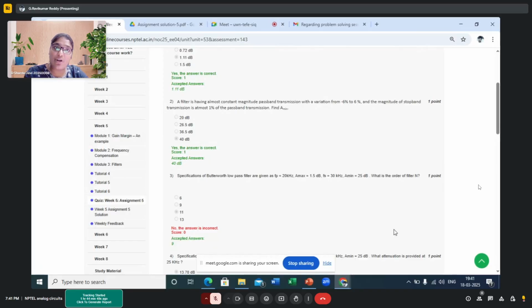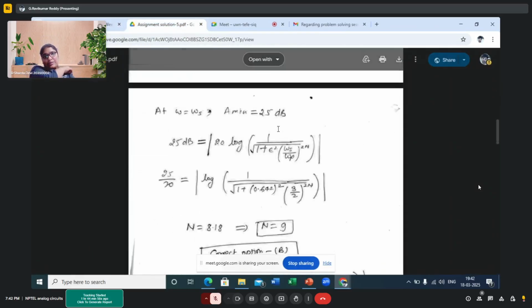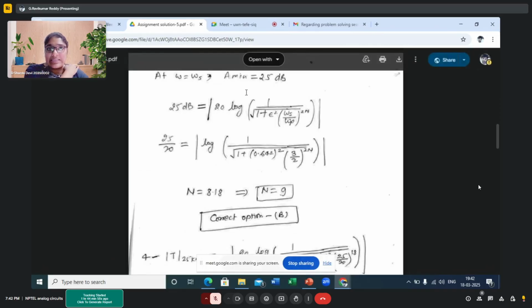You need to use the coefficients. The Butterworth coefficients are already defined. In this solution, I have one doubt, madam. I'll share it with you. See this one, madam, they have given the transfer function, whatever you said, correct?